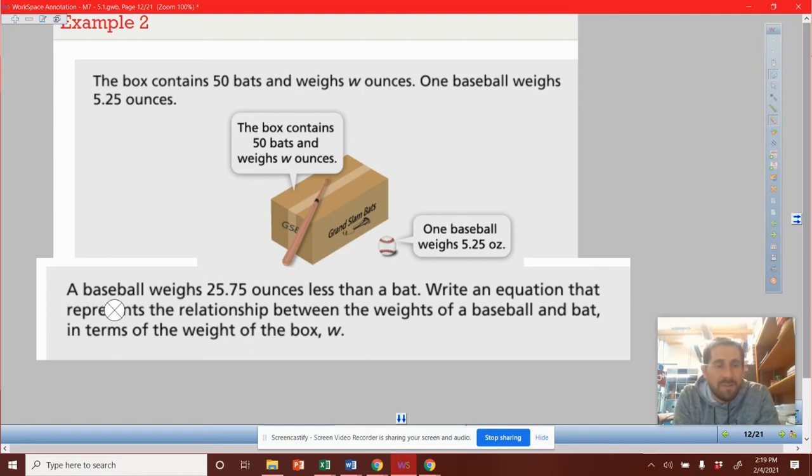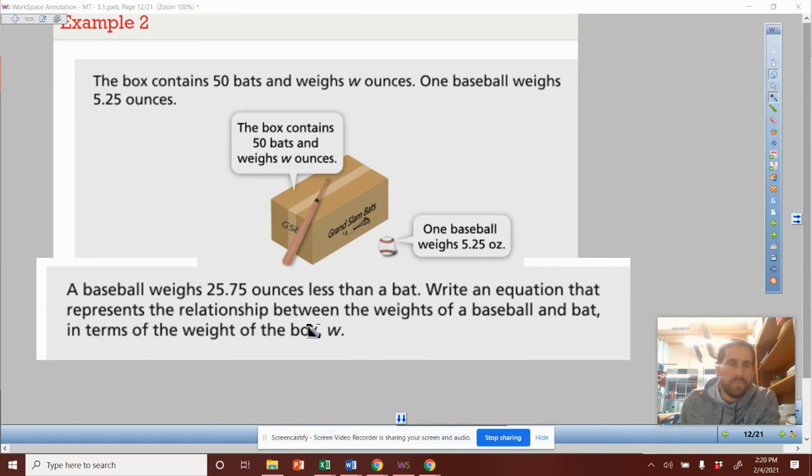Here's some more information. A baseball weighs 25.75 ounces less than a bat. Okay, write an equation that represents the relationship between the weights of a baseball and bats in terms of the weight of the box W. So again, write an equation that represents the relationship between the weights of the baseball and the bat in terms of W.